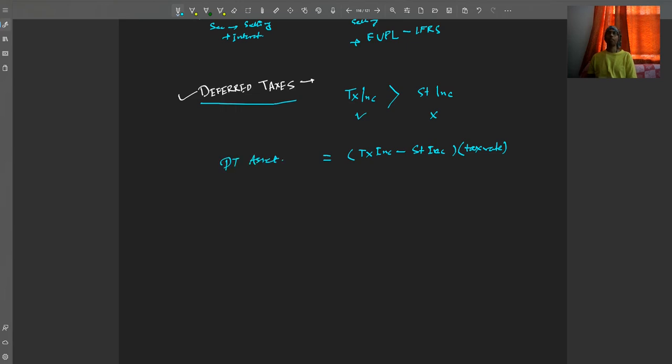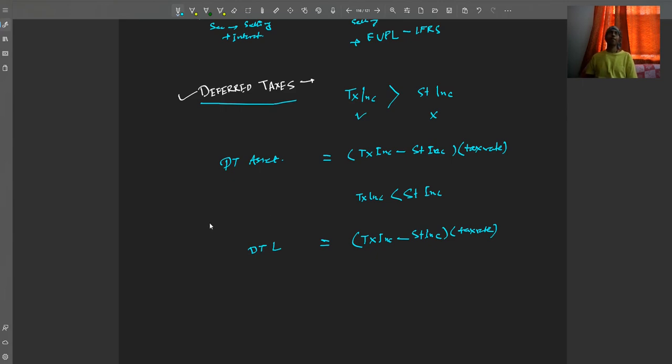Also, let me include it here only, the reverse may happen, that taxable income is less than the statement income. In this case, the reverse thing happens. Taxable income minus statement income, multiplied by the tax rate, gives a deferred tax liability. This may also happen in other ways.